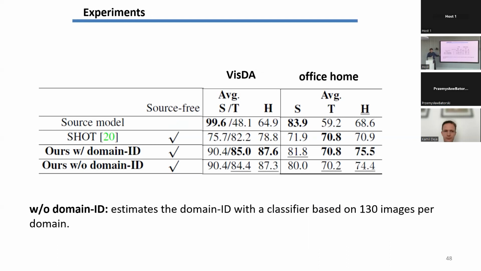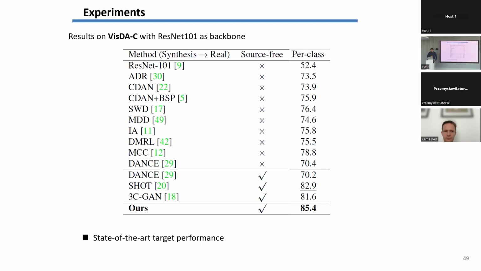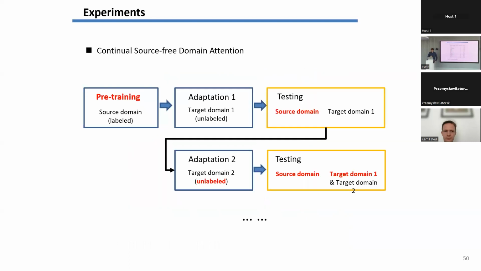Here is the evaluation of the domain ID. Here you do task aware, so you know it. But if you use a classifier trained on 130 images, then you get the result in this line, and you see that it's pretty close, so it works pretty well. And this method obtained good results when compared with the state of the art at the time.